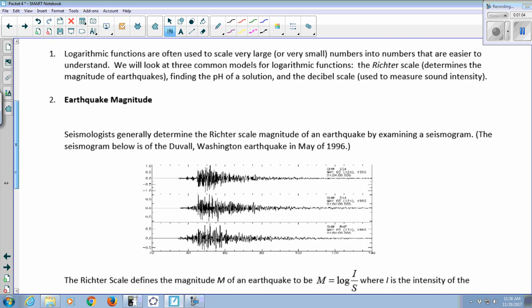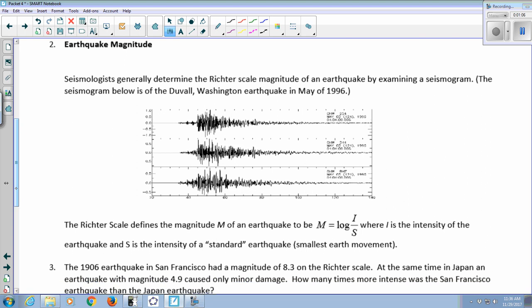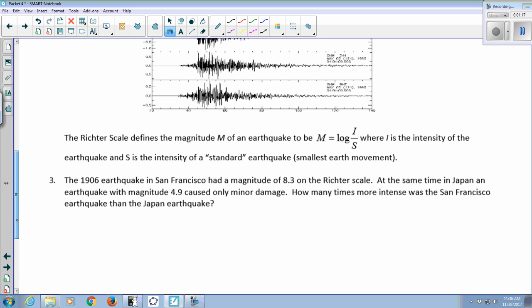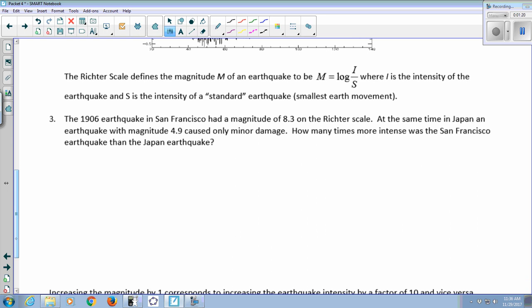So magnitude of an earthquake. Seismologists generally determine the Richter scale magnitude of an earthquake by looking at a seismogram. So we have a little example of one here. And the Richter scale defines the magnitude M to be the log of I over S, where I is the intensity of the earthquake, and S is the intensity of a standard earthquake, which is the smallest detectable earth movement.